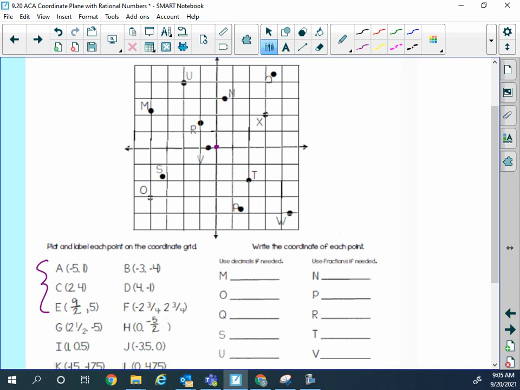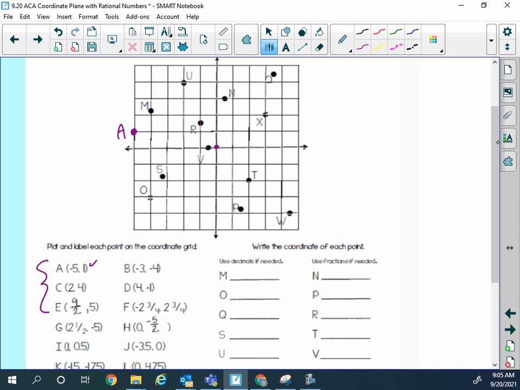Okay? That's right. I'm going to go to the left 5. 1, 2, 3, 4, 5, and then what? Up 1, right? And this is letter what? A. It told me it was letter A. Okay? So check, we did that. C. C is 2, 4. Tell me how to do it.